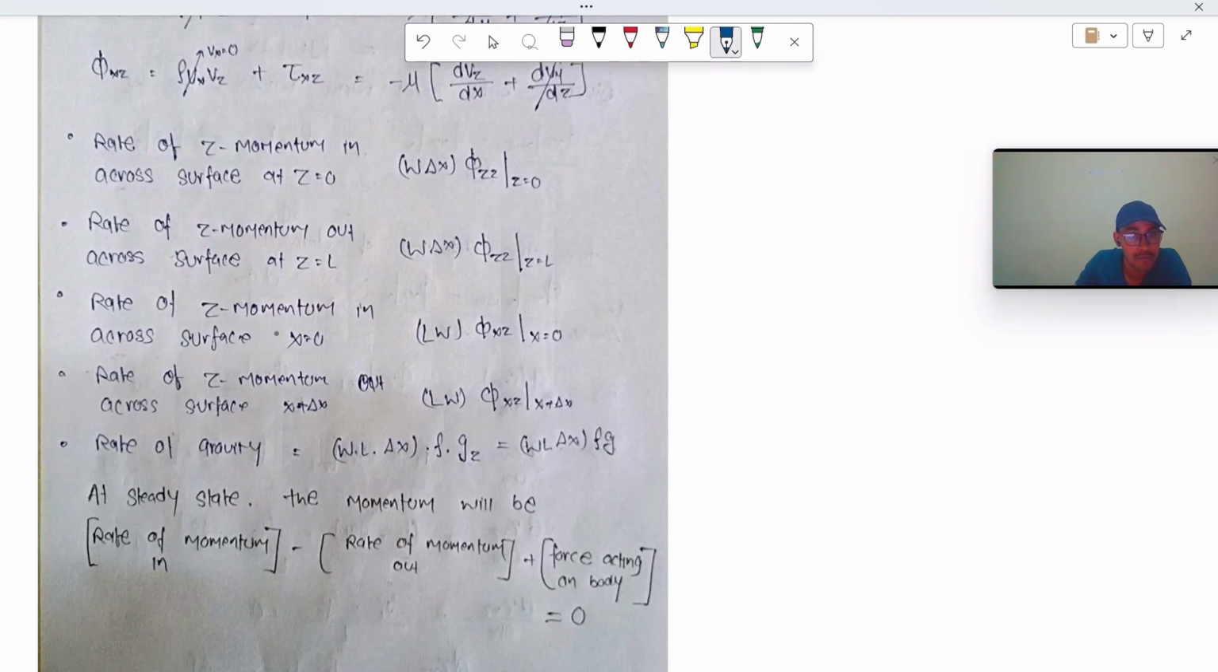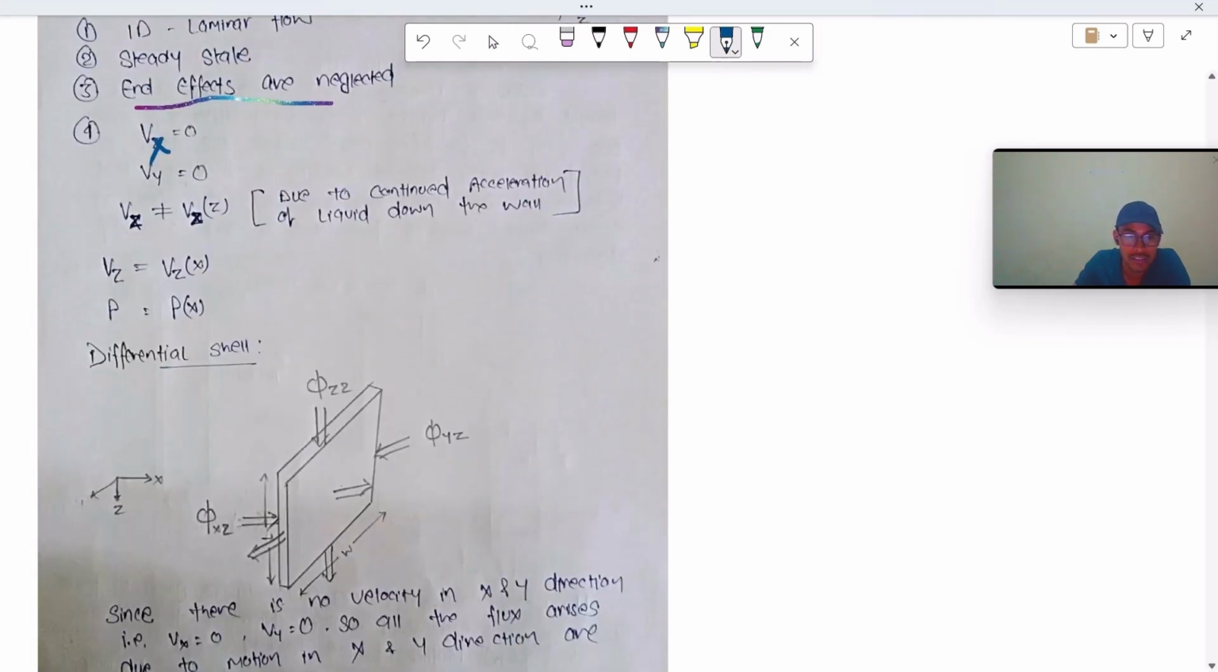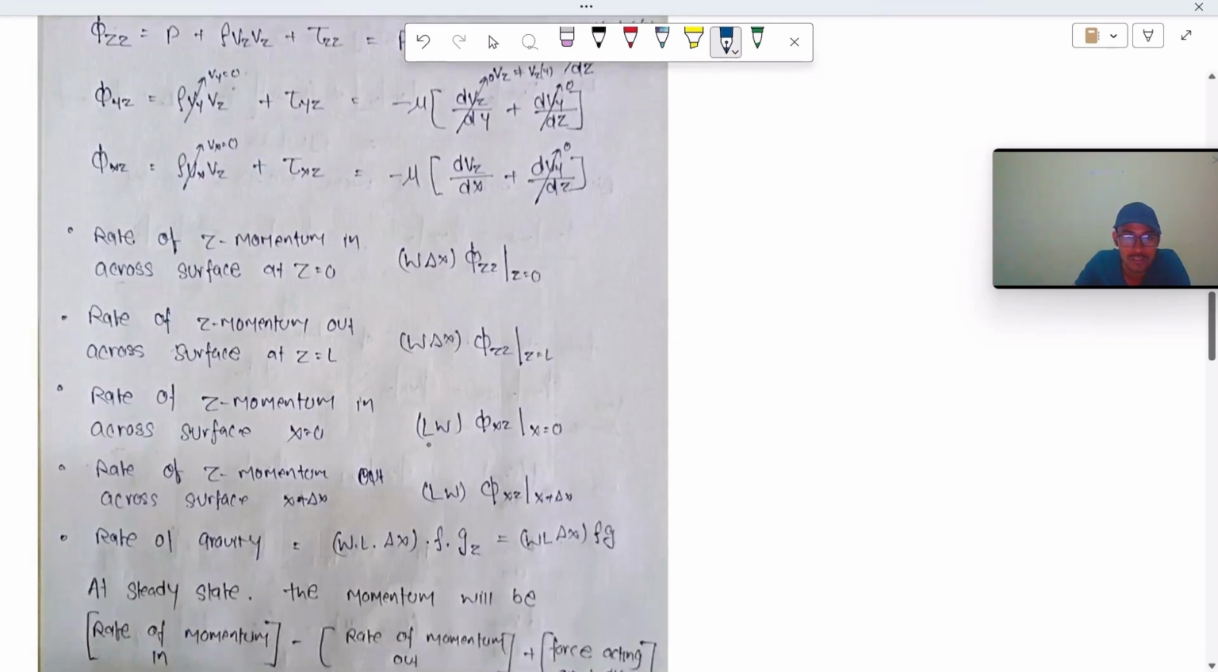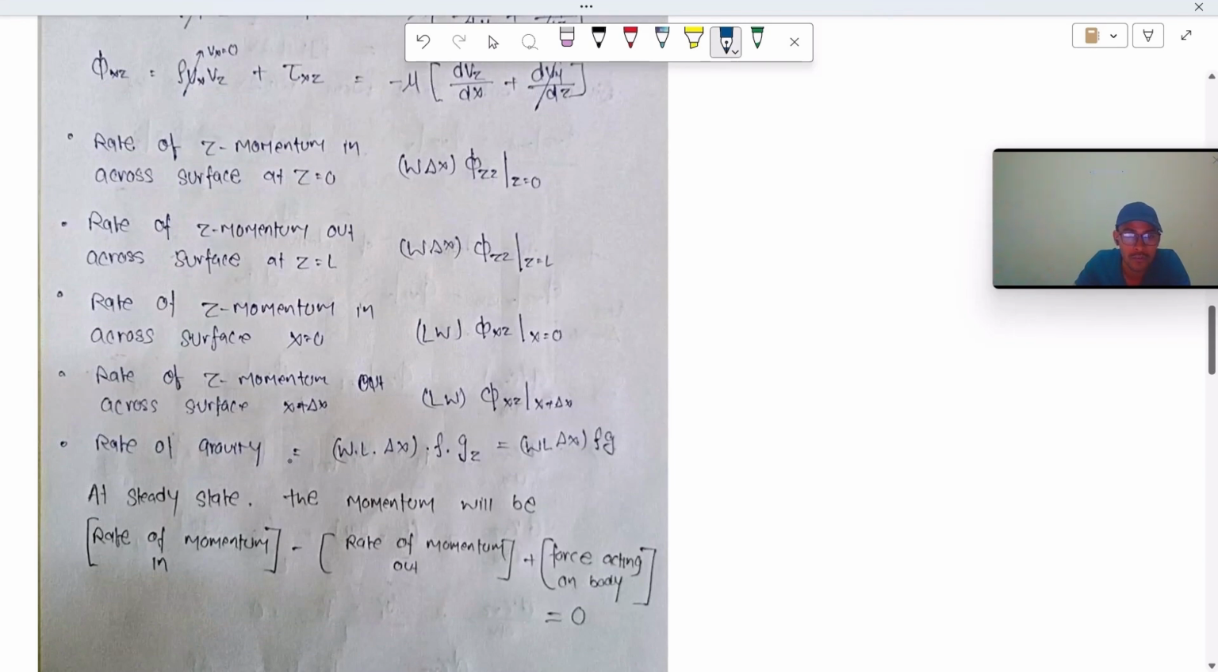So write the z momentum balance at x equal to 0. Here also we multiply the flux by its cross-sectional area. Here we can see that this is L into W, because in the x direction the cross-sectional area is this: this is W and this is L. So this is what is written here. So this is the cross-sectional area. Now the rate of gravity, that is W L delta x, which is the volume, into density, into acceleration. This is what we have basically written.